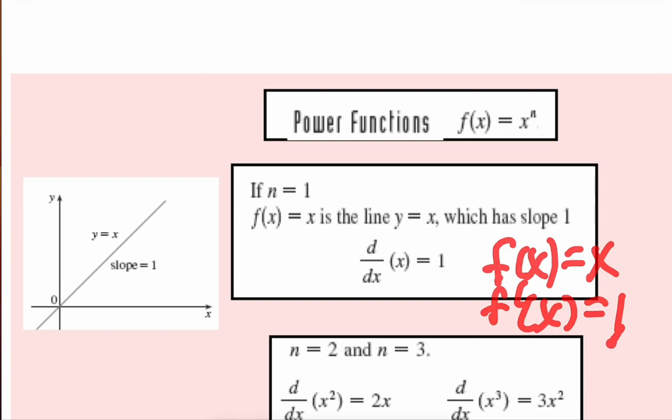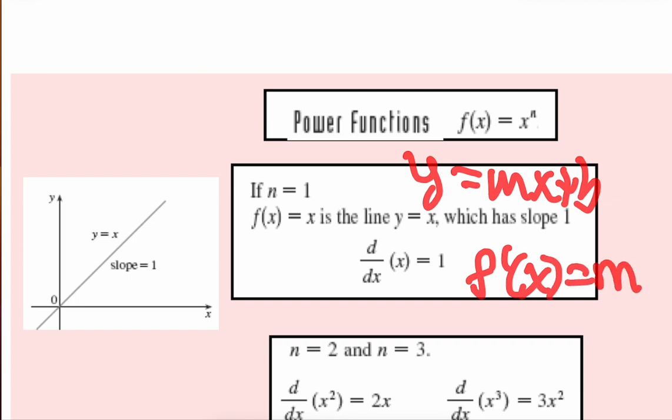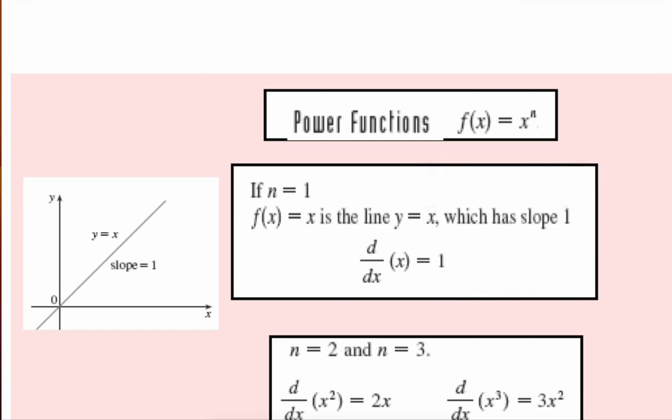Now it correlates to a linear expression. The derivative of it will always be the slope of that line. So if you have a function in the form y equals mx plus b, the derivative is always going to be m. It's always going to be that slope. And it's just because it's kind of tangent to itself along every point. There's no other way to distinguish the tangent and the slope. They're always going to be the same.